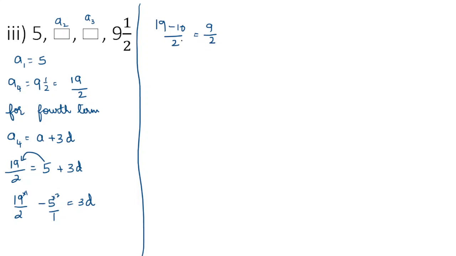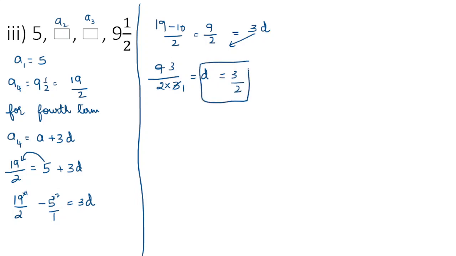So this is about the d value. No, not the d value. 3d is there here. So this 3 comes down. So 9 by 2 into 3 is equal to d. 3 ones are 3, 3 threes are 9. The d value is 3 by 2. This is the d value. Now we have to find out a2, isn't it?